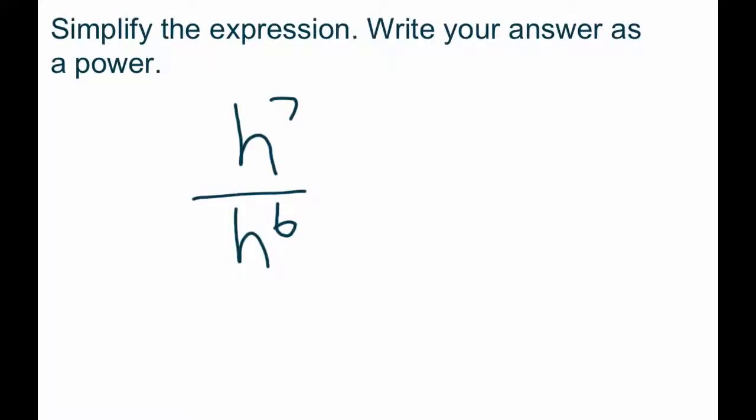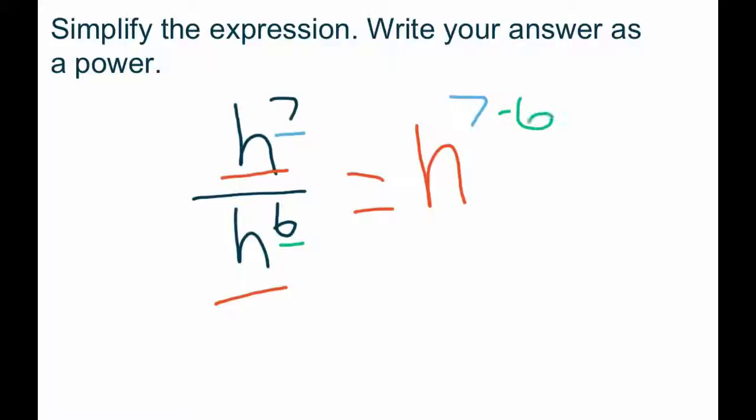Let's try something a little more complicated. Here we have h raised to the 7th power divided by h raised to the 6th power. Here we see again that we have the same base, which is h, so we would write h, and then we would take the top exponent of 7 and subtract the bottom exponent of 6 from it. This is the same as h to the 1st power, because 7 minus 6 is 1, or just h.